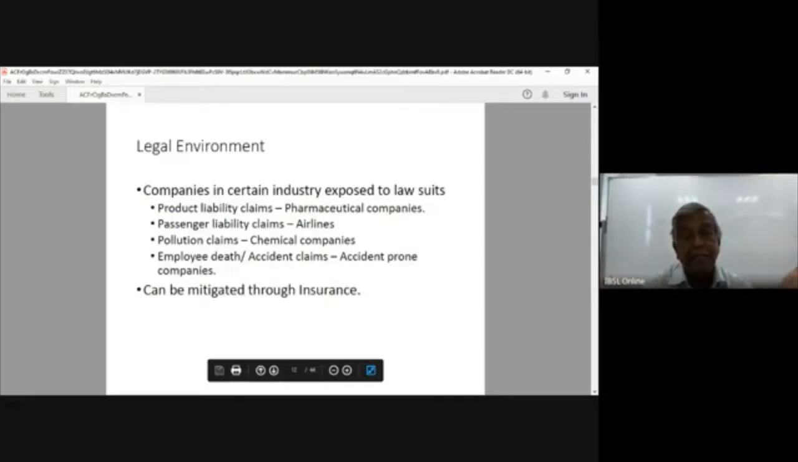Then they have to claim compensation. Otherwise, they will go to the court. So these things also, you have to consider the legal environment. How is the legal environment for this particular industry? You have to analyze. One thing can be mitigated through insurance. So these companies, which are prone to these accident claims, can obtain suitable insurance, so they can get paid through that insurance. So this is the legal environment.